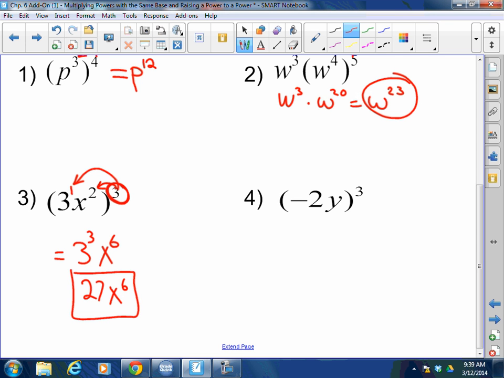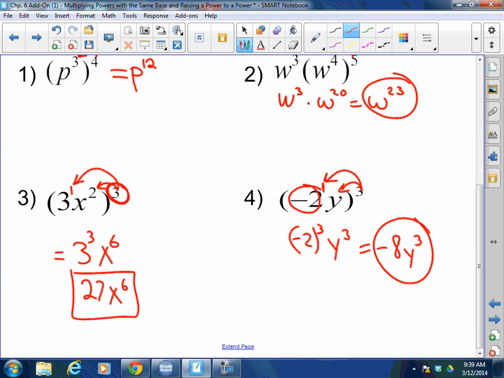Negative 8y cubed. Very good. This is in parentheses, so everything here gets affected. This is negative 2 to the 3rd power times y to the 3rd power, because I distribute the exponent to every exponent inside the parentheses. So it's going to equal negative 8y cubed. Please do not bring that 8 down. That 8 does not have a negative exponent. So please do not bring it down. Does that make sense, y'all? Yes?